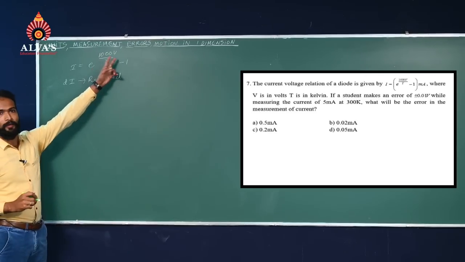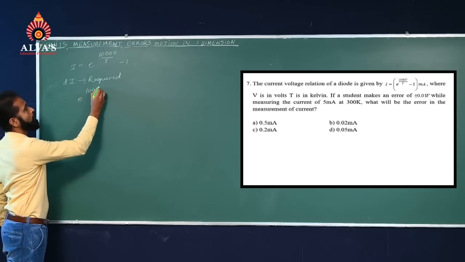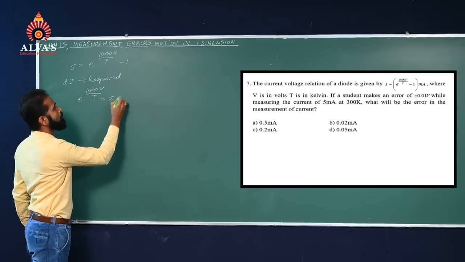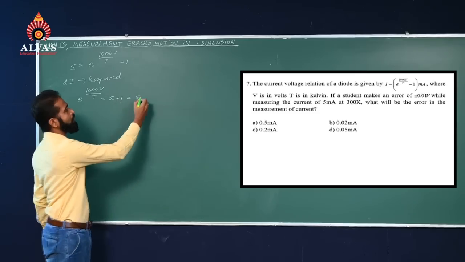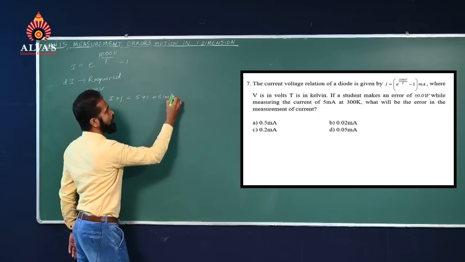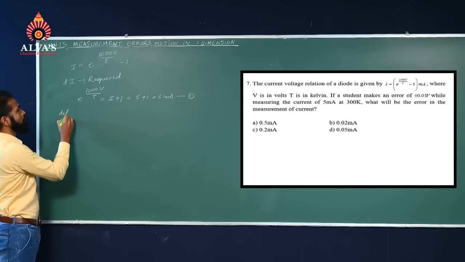But before differentiating, I'll rearrange the equation so that I can write e to the power 1000 V by T is equal to I plus 1. I is already given as 5 milliampere, plus 1, that will give me a total of 6 milliampere. I'll take it as equation number 1. Now let us differentiate the given equation.